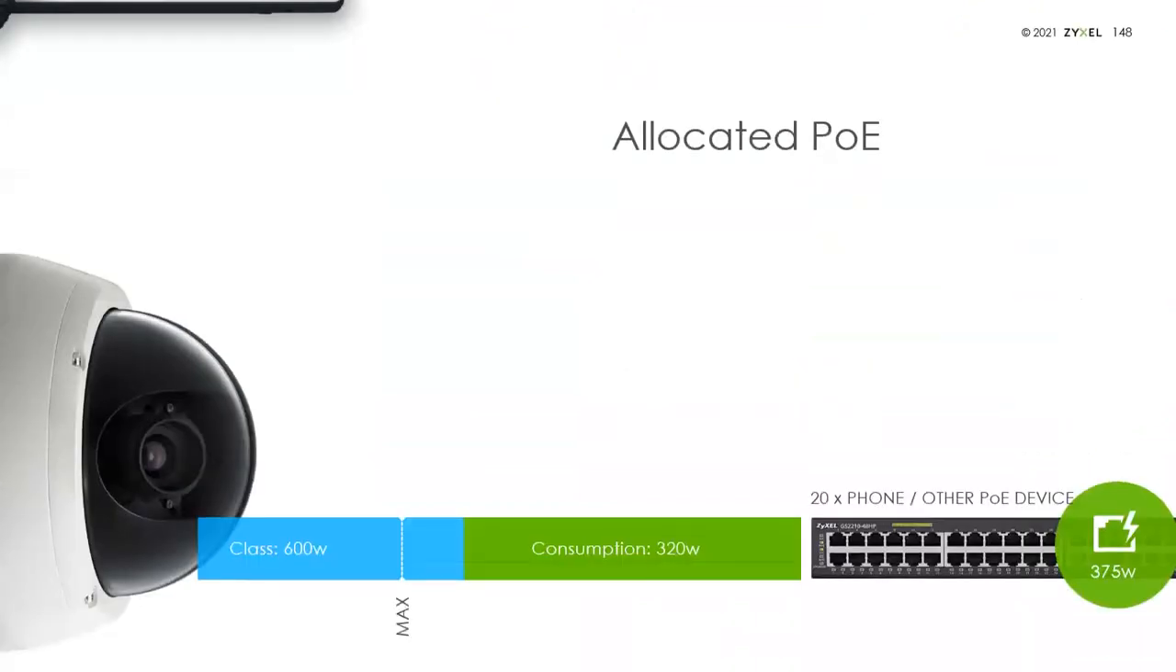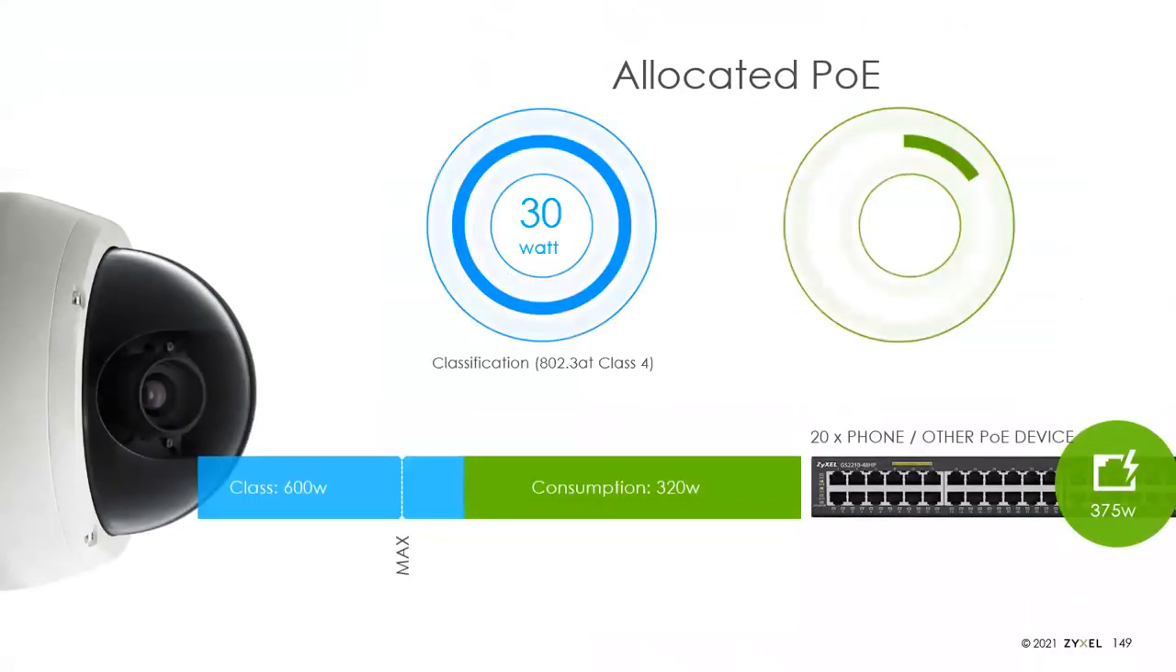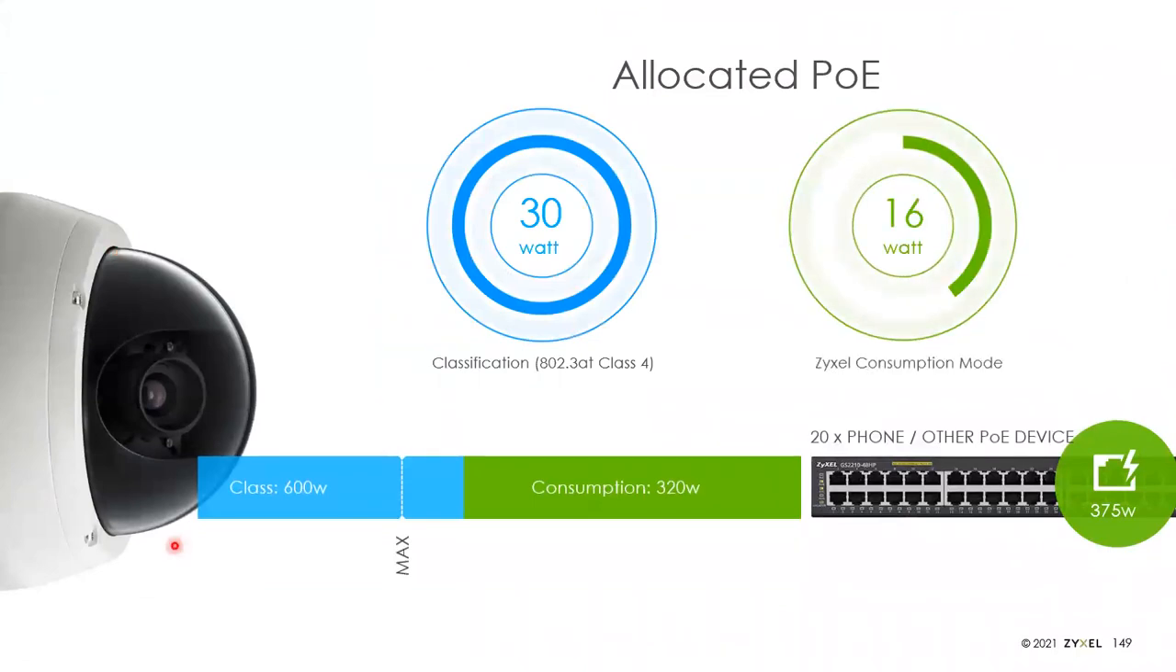Same story here when it comes to PoE. We've got a pan tilt zoom IP camera here. By classification, it requires 30 watts of power be reserved for each device plugged in. With consumption mode, though, we only need to reserve 16 watts of power. So we're only using 320 watts of your power budget versus 600 watts of power budget.